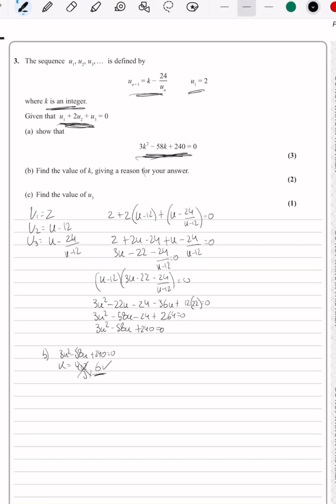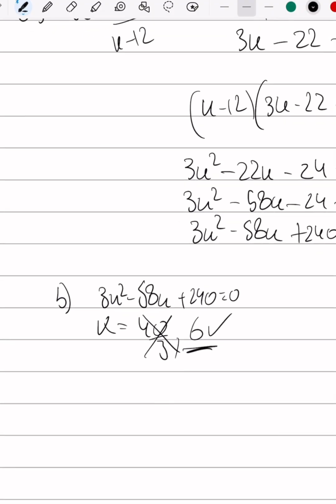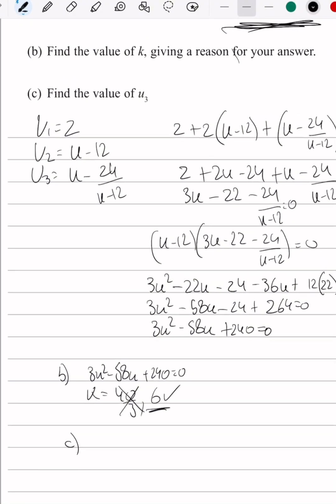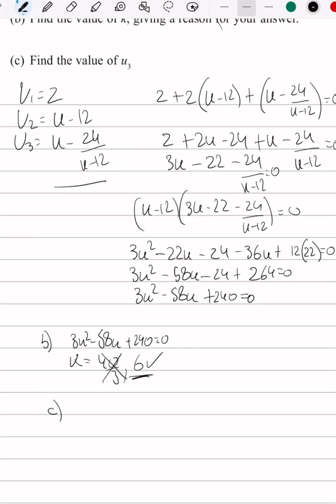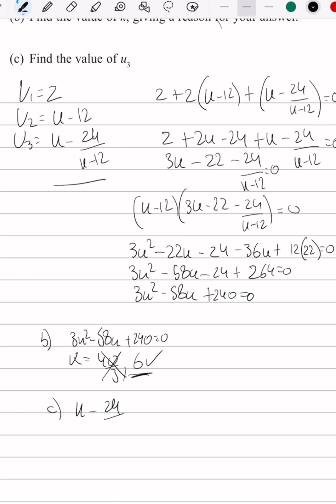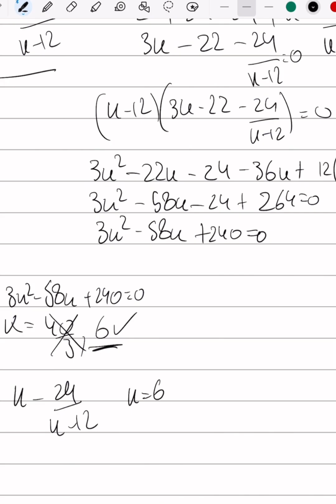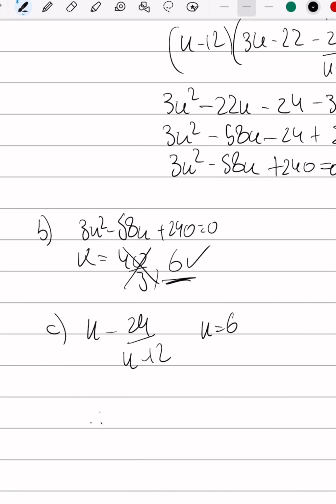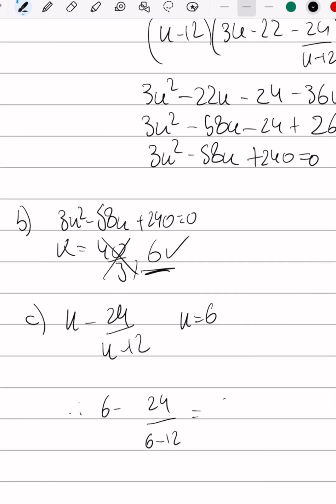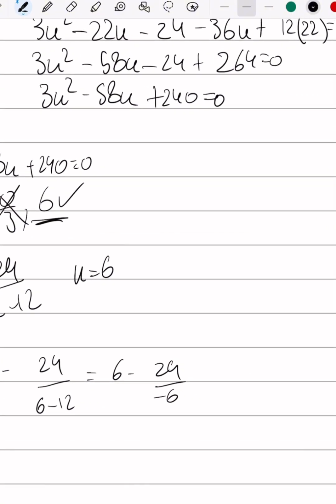And lastly, for part C, you just want to use where u3 is equal to k minus 24 over k minus 12. Then if k equals 6, you just sub it in, which would give us 6 minus 24 over 6 minus 12, which is 6 minus 4, which is 10.